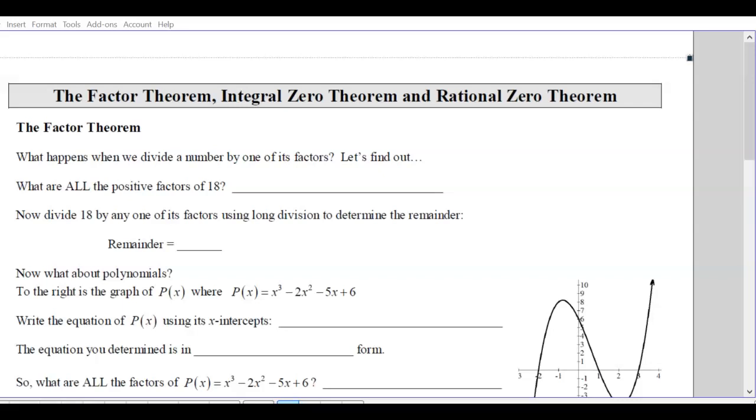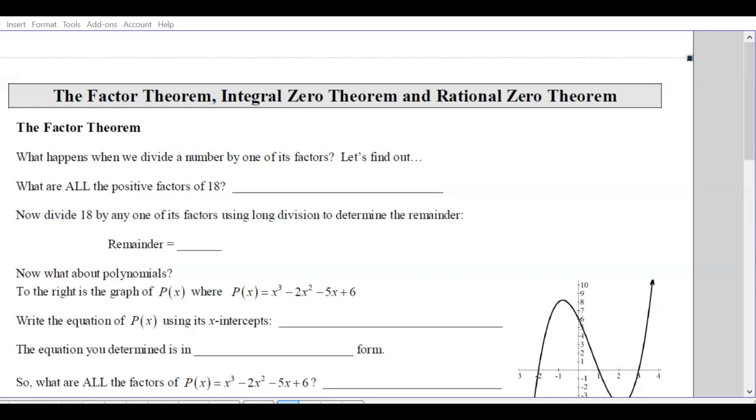Okay, so we learned about the factor theorem and the remainder theorem yesterday. So if we were dividing a polynomial by x minus a, we could get the remainder in a faster way by substituting a into the polynomial, rather than doing long division or synthetic division. So the factor theorem is an extension of that.